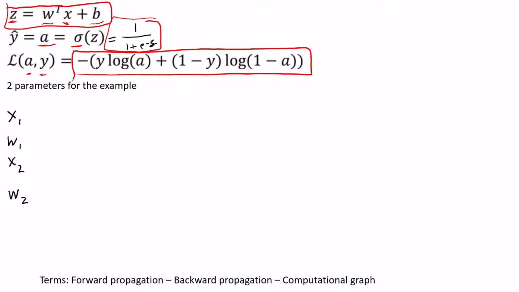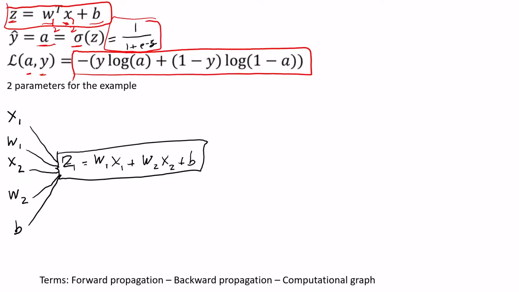So x, if we think about it, is x1 times w1 and x2 times w2 and so forth. And then we add that to b. By combining all of these together, z will equal w1 times x1 plus w2 times x2 plus b. And the output of this equation then goes into the sigmoid function right here, which we wrote that way.